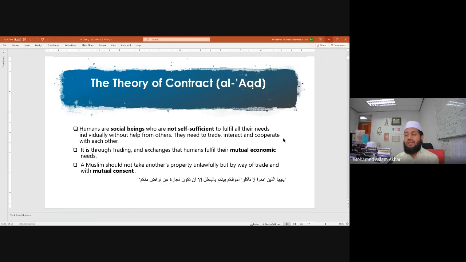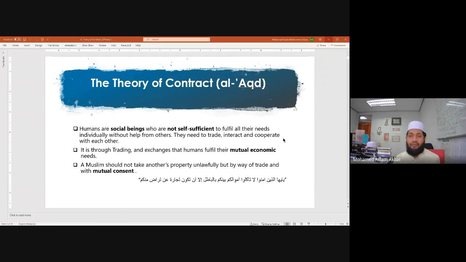Illa an takuna tijaratan. It has to be trade, and the characteristic of trade is that it must be an taradin minkum. The trade must happen based on mutual consent. So you need to understand the word taradin means both of you must consent. It is not like party A is happy, but party B is not happy at all.